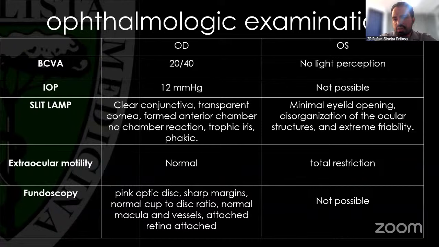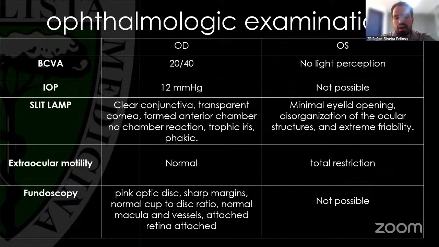On ophthalmologic examination, the best corrected visual acuity was 20/40 in the right eye and no light perception in the left eye. Intraocular pressure was 12 millimeters of mercury in the right eye and could not be measured in the left eye. On slit lamp examination, the right eye showed clear conjunctiva, a transparent cornea, and a well-formed anterior chamber, with no cells or flare. The iris was trophic and the eye was phakic.